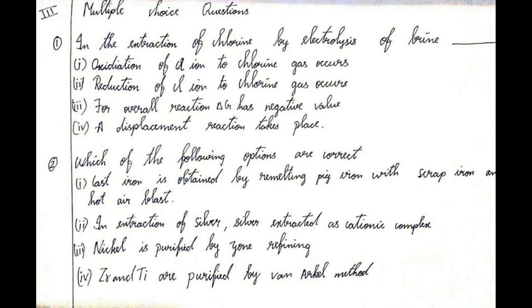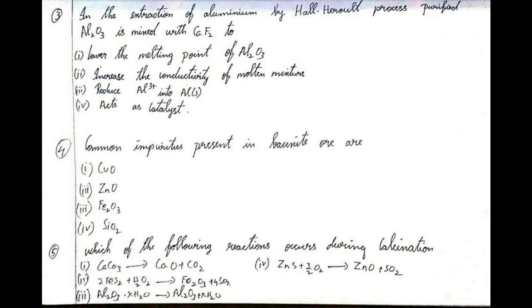Let us see multiple choice questions. The options are given below the questions. In the extraction of chlorine by electrolysis of dash. Which of the following options are correct? In the extraction of aluminium by the Hall-Heroult process, purified Al2O3 is mixed with CaF2 to give dash. Common impurities present in bauxite ore are dash.